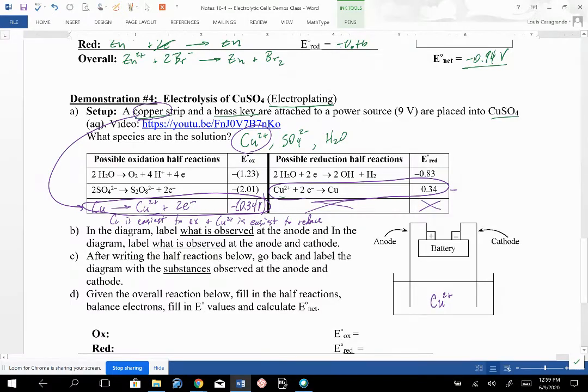All right, so on the diagram, let's label what's observed at the anode and the cathode. That's interesting why that came up that way. Sorry about that. That looks like it's left over from a previous thing as well.